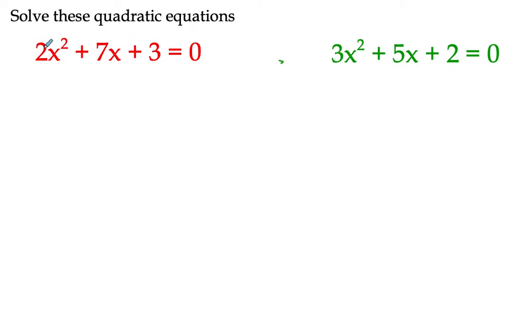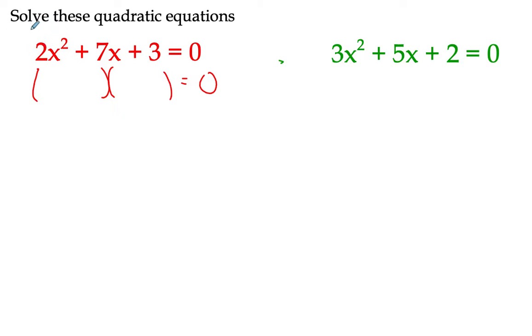I want to factorize 2x squared plus 7x plus 3. If there is a number at the beginning, make sure that there isn't a common factor that could be taken out, and that would make it much easier. Okay, in this case there's not. So what I want to do is I'm going to put my pair of brackets there. I know it's going to be 2 terms.